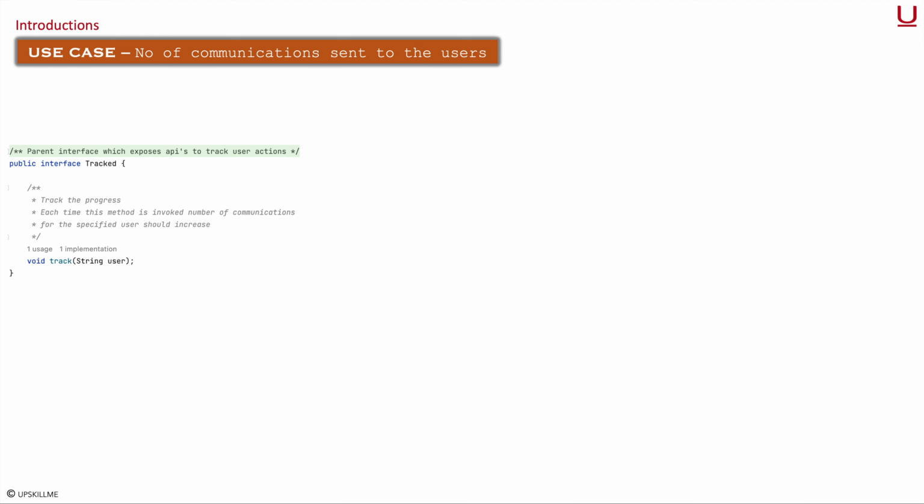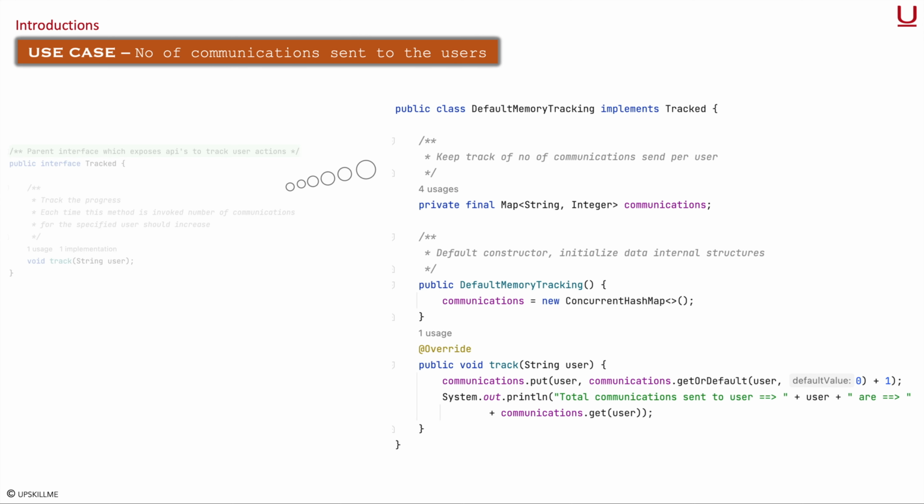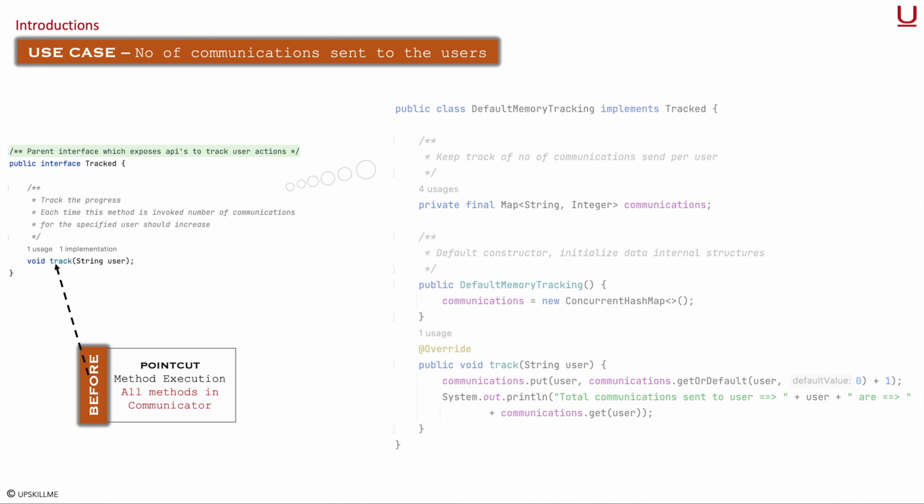Consider the use case of tracking number of communications sent to the user. We can define a Tracked interface which has a single API, track. Implementations of the Tracked interface must make sure that each time the track method is called, it will increment the communications count of that user by a value of 1. Next, we can have a before advice which is applied before the execution of the methods in the Communicator interface. We can use our track API within this before advice to fulfill our requirement.